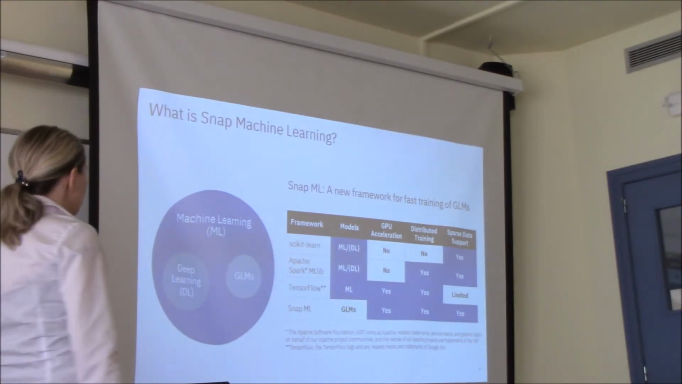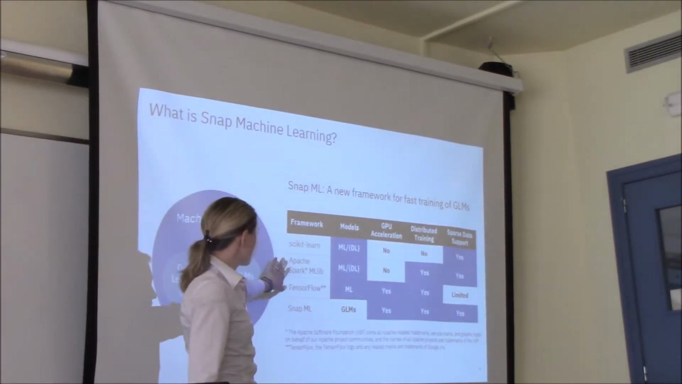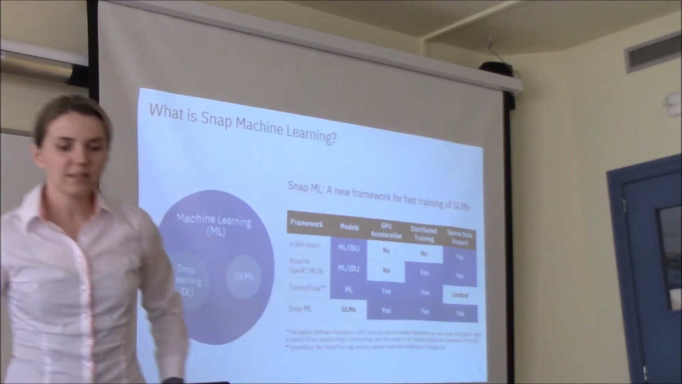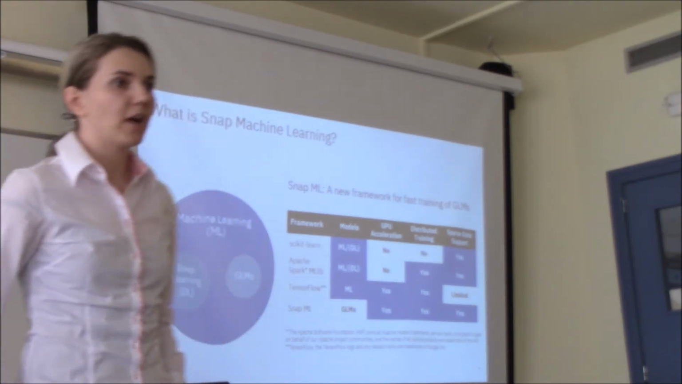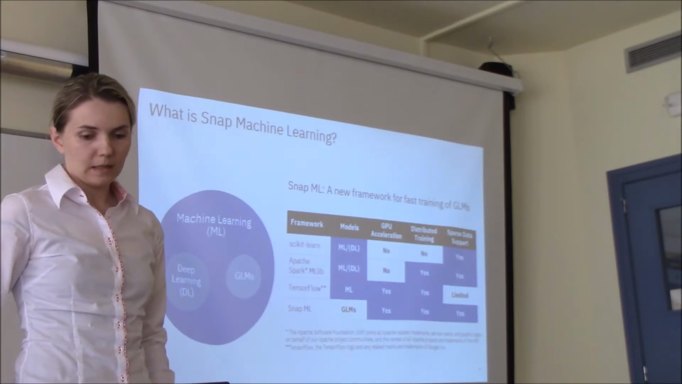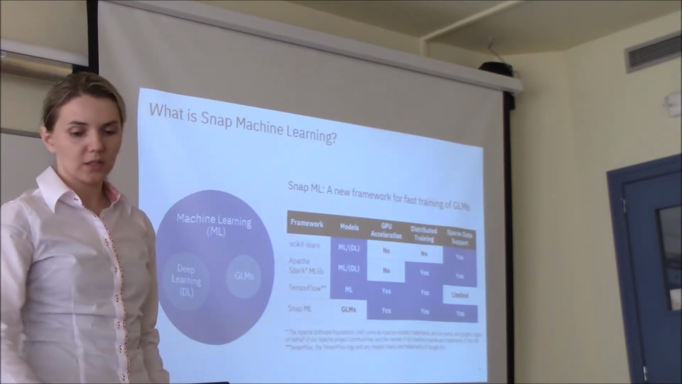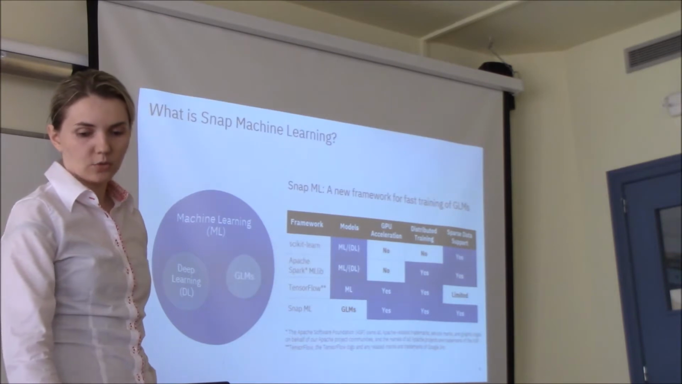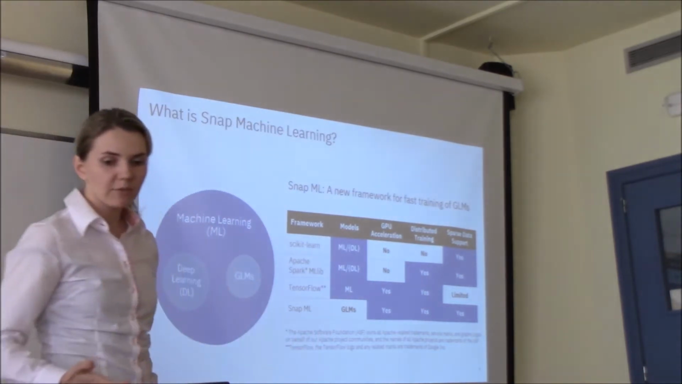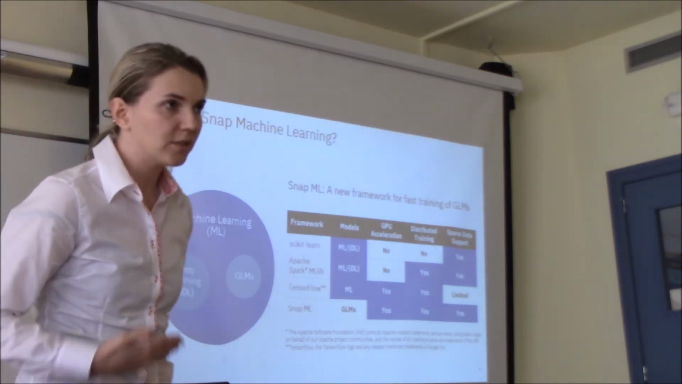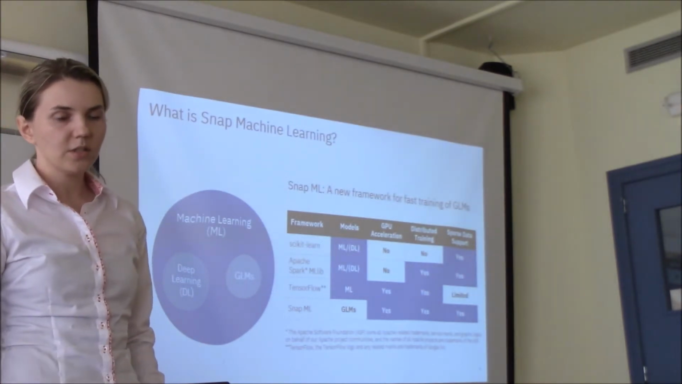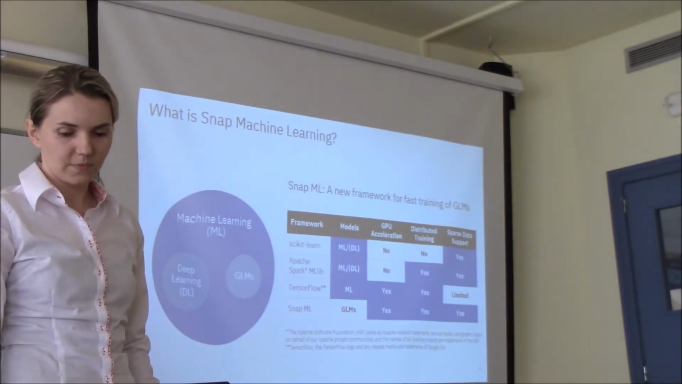Then there is also another framework called Apache Spark, and this is the machine learning library provided by Apache Spark. When compared with scikit-learn, it allows you to also run your training in a distributed manner. However, it does not natively support GPU acceleration. So again, you cannot fully utilize the resources of your system.